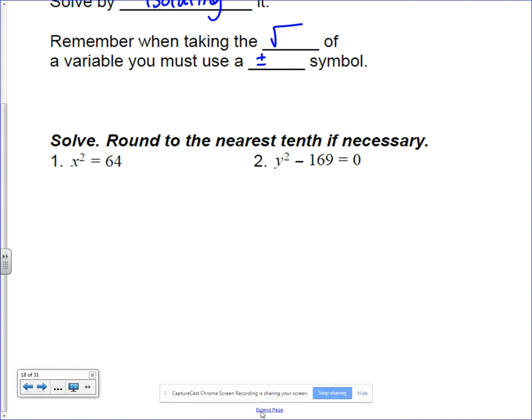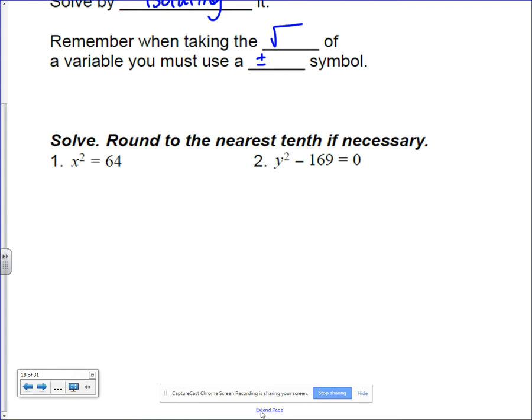It's a word I said a lot today. Opposite of squaring something. Does anybody know? What do you think? It's kind of like dividing, but not quite. Square rooting it. Square rooting is the opposite of squaring. Are we good with that?